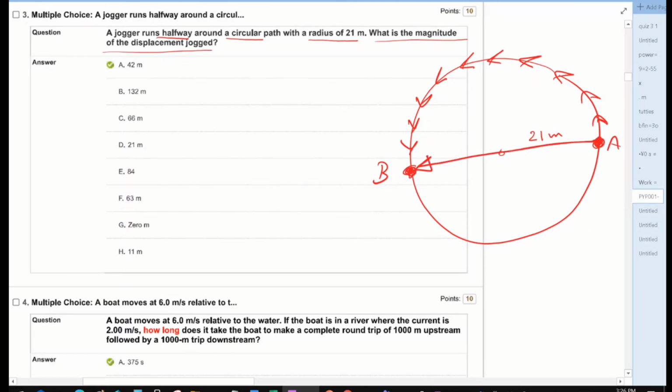So the displacement is directly from A to B, which is the diameter. Okay, I have here 21 meters and here 21 meters. So the total is 42 meters. So the magnitude of the displacement is the diameter of the circle, which is 42 meters. Okay.